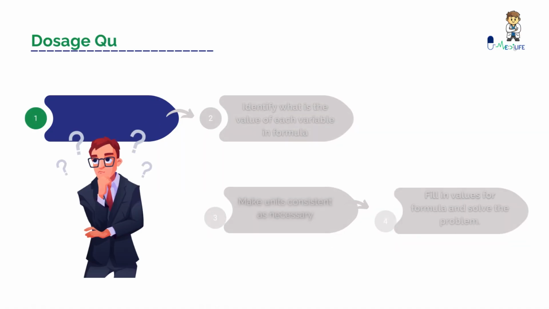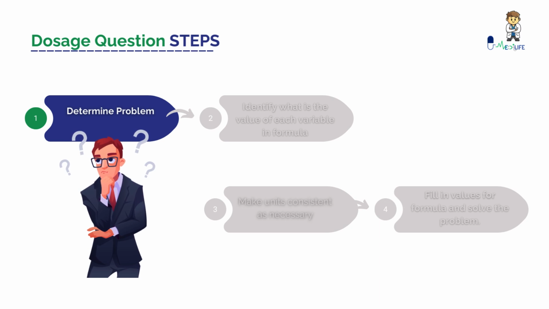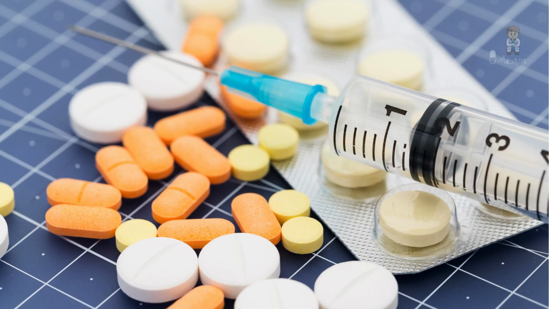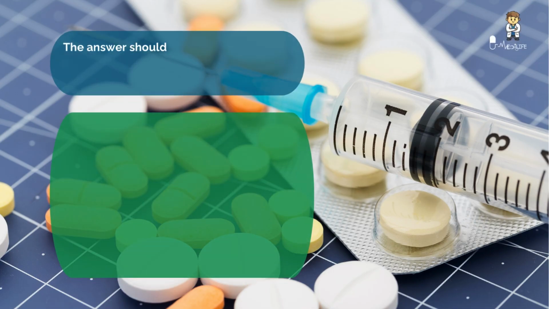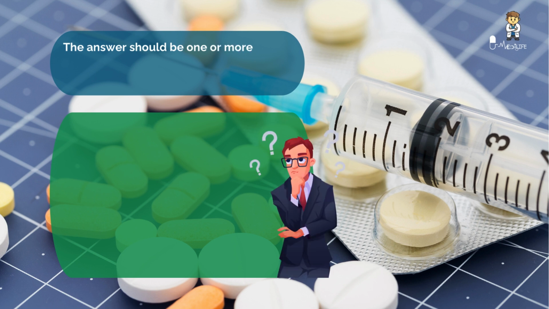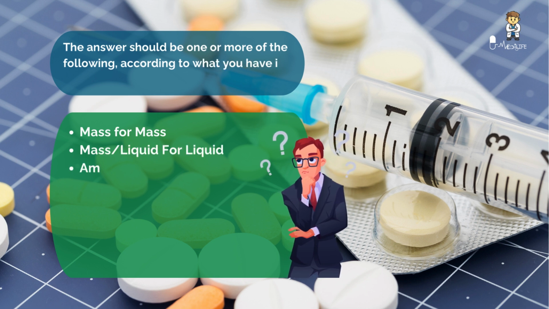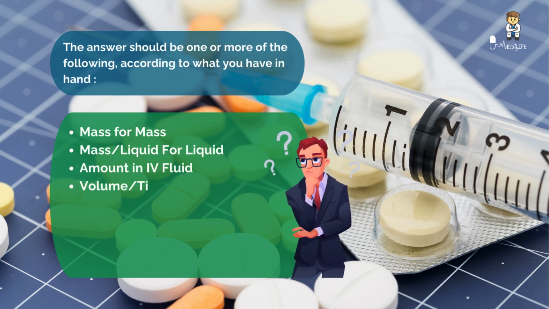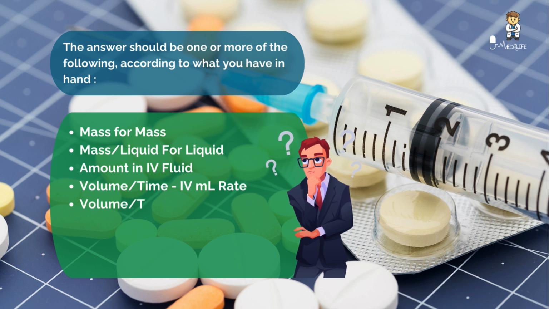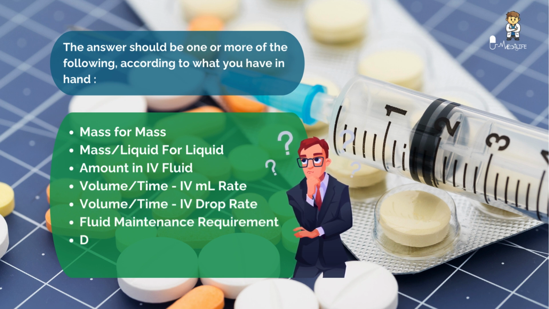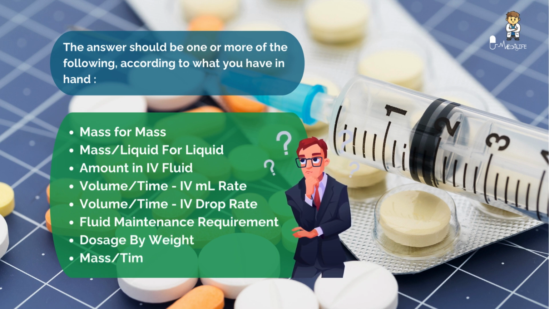Let's start with the most important step, identifying the problem type. So, what kind of calculation are we dealing with? Take a look at what you have. Is it a mass for mass calculation, mass, liquid for liquid, amount in IV fluid, or maybe a volume, time rate? Or perhaps we need to calculate fluid maintenance or a dosage by weight. Don't forget those important mass, time calculations, too.